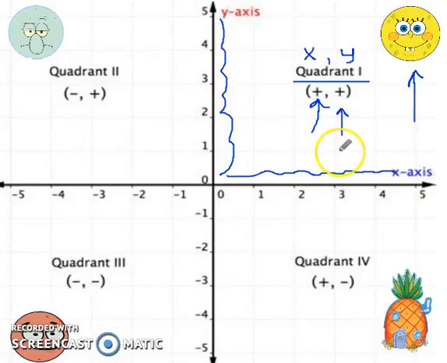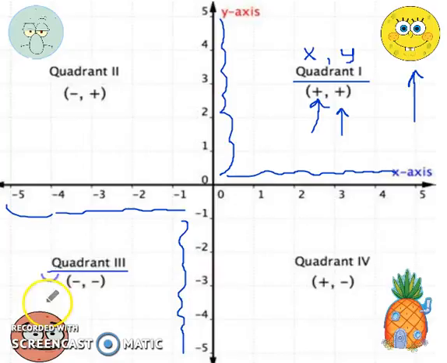All right, let's hop down to the other quadrant. These are all negative down here, quadrant 3. That's where Patrick is. Quadrant 3, all the numbers are negative. So the x number in your ordered pair is always negative and the y number is always a negative number.